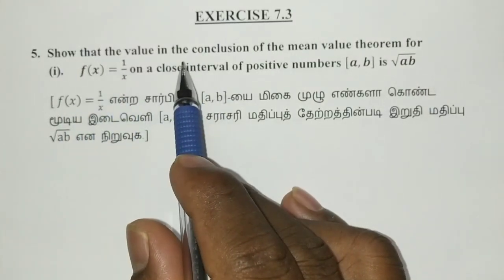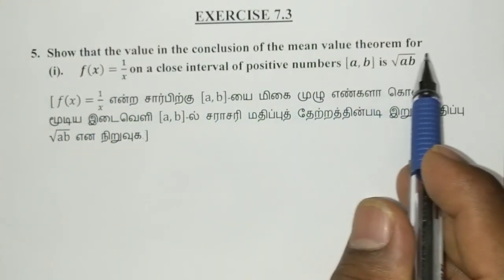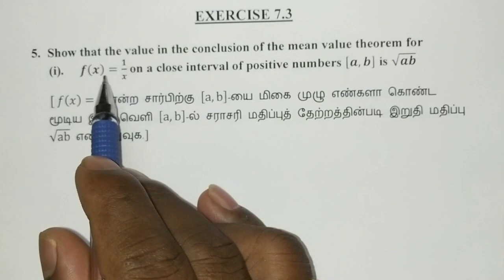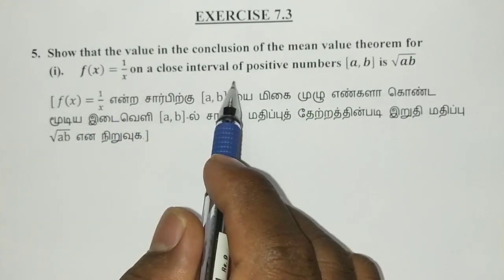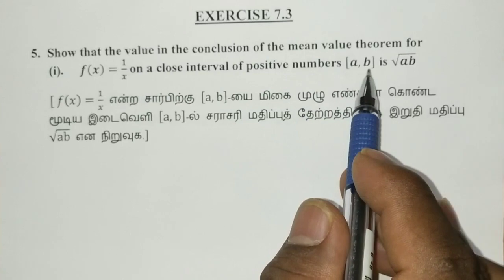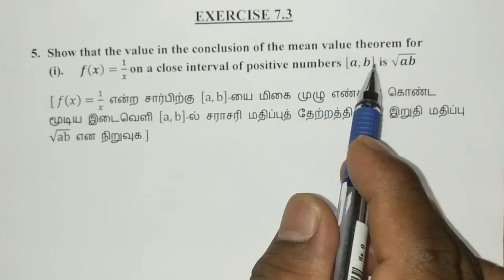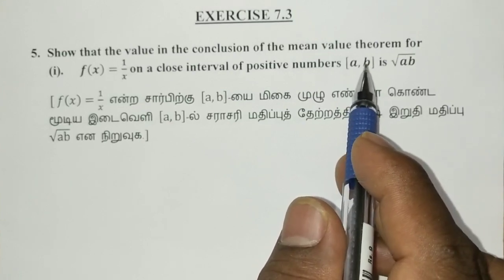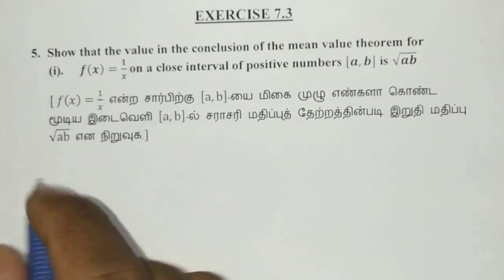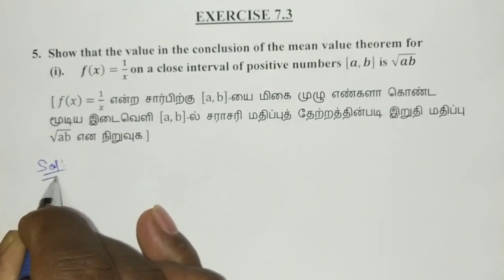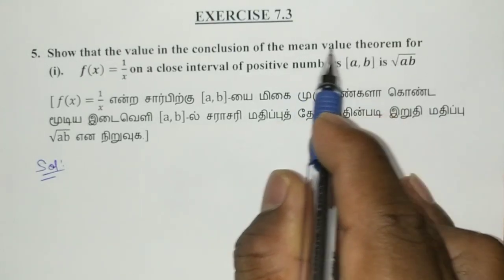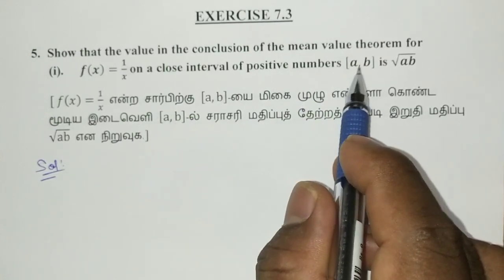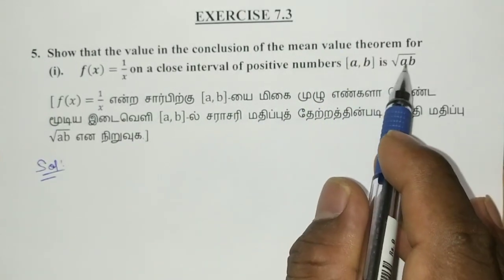Show that the value in the conclusion of the mean value theorem for two substitutions in the sum. The first substitution: f of x equal to 1 by x on a closed interval of positive numbers [a, b] is root ab, the closed interval a b. The mean value theorem here is Lagrange's mean value theorem, and the value is root ab.